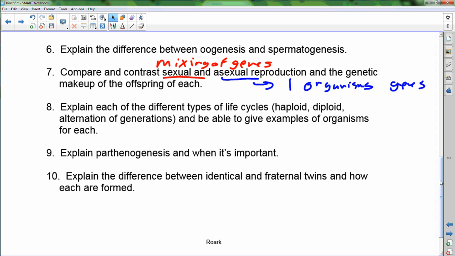Okay? Number 9, explain parthenogenesis and when it's important. So, parthenogenesis, remember, means virgin birth. I don't know for sure, but I'm fairly certain that you only really see this in female organisms. Yeah, they have ovaries.